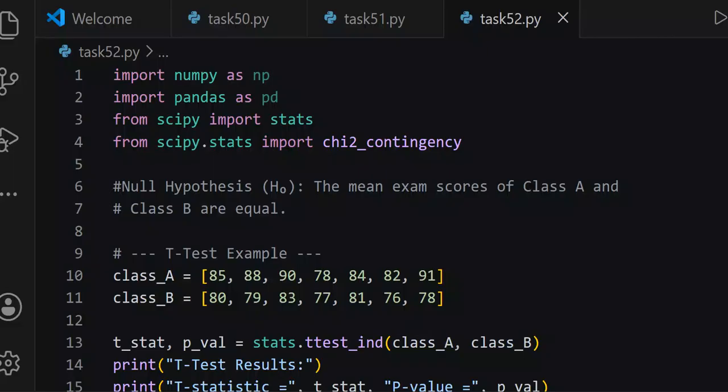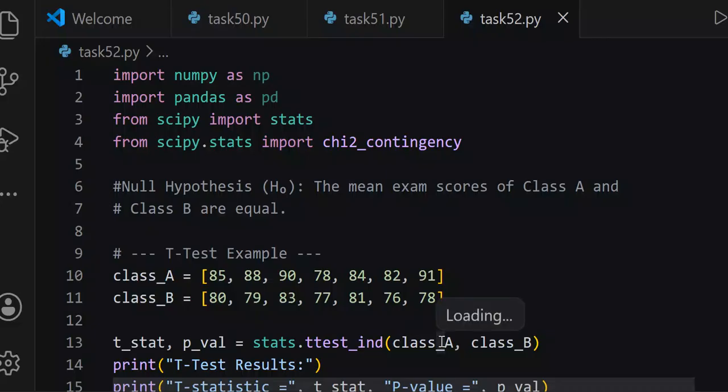So in the t-test there are two hypotheses. The first one is the null hypothesis, which means the mean exam scores of class A and class B are equal. The second one is the alternative hypothesis, that means the mean exam scores of class A and class B are different.